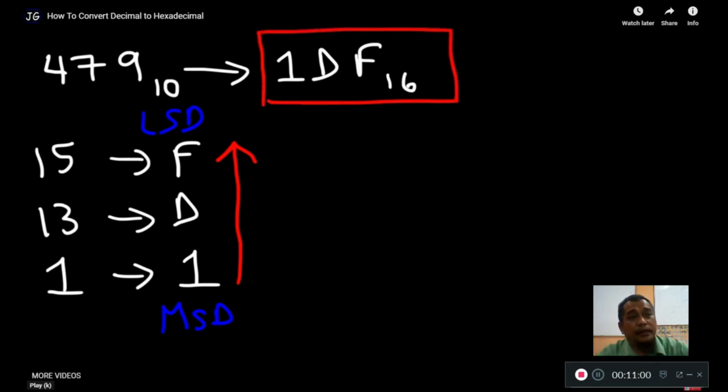Okay. Siapa tak faham? Boleh faham? Jangan tanya pula berapa F jawapan dia, berapa D jawapan dia, berapa 1 jawapan dia. Boleh faham ah? Mudah je kan? Yang penting faham.